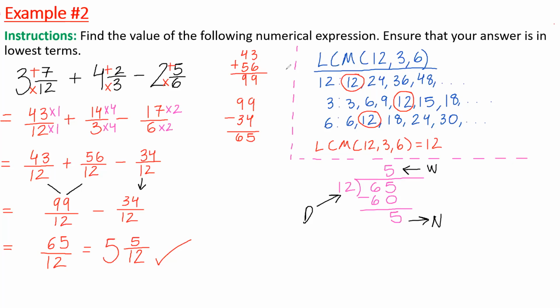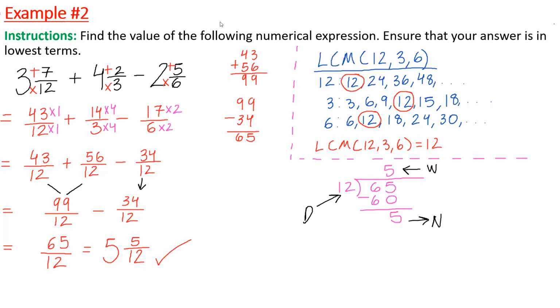Ricardo, do you understand how we got our answer? Yes, sir. And Nakari Roberts, do you understand? Yes, sir. Okay, and Kingston, do you understand? Yes, sir. Explain how we got 5 and 5 over 12, Kingston.